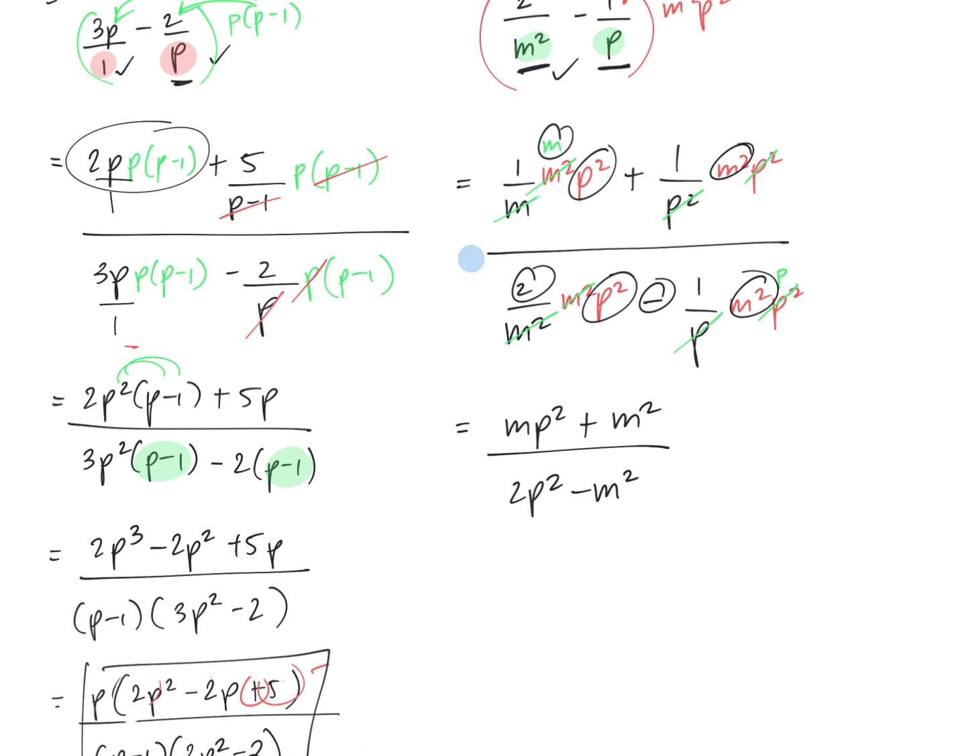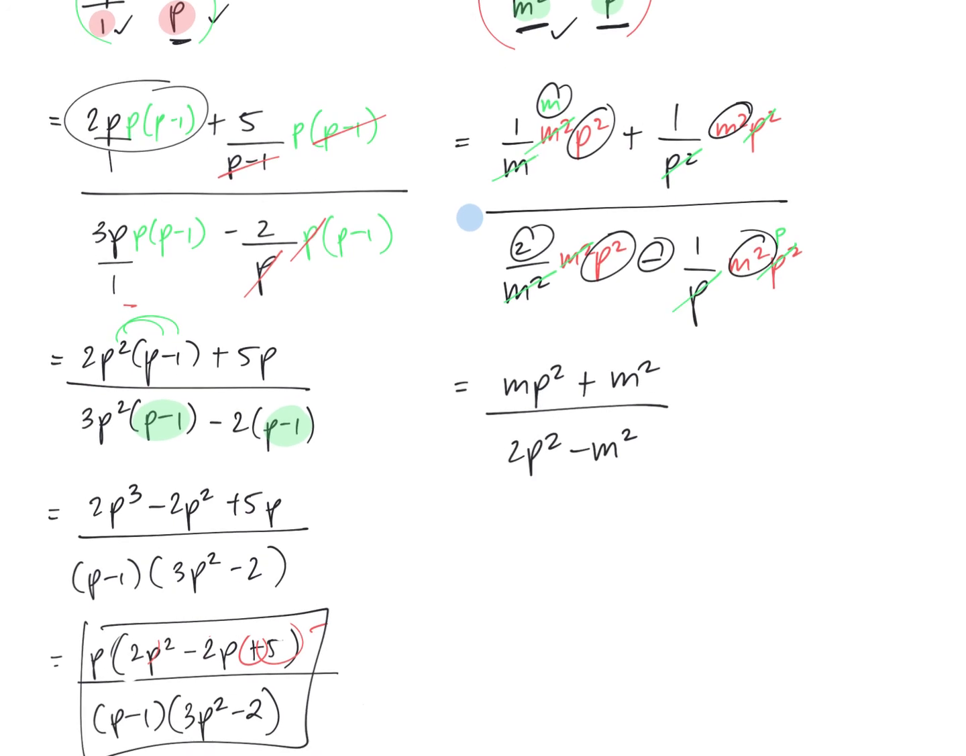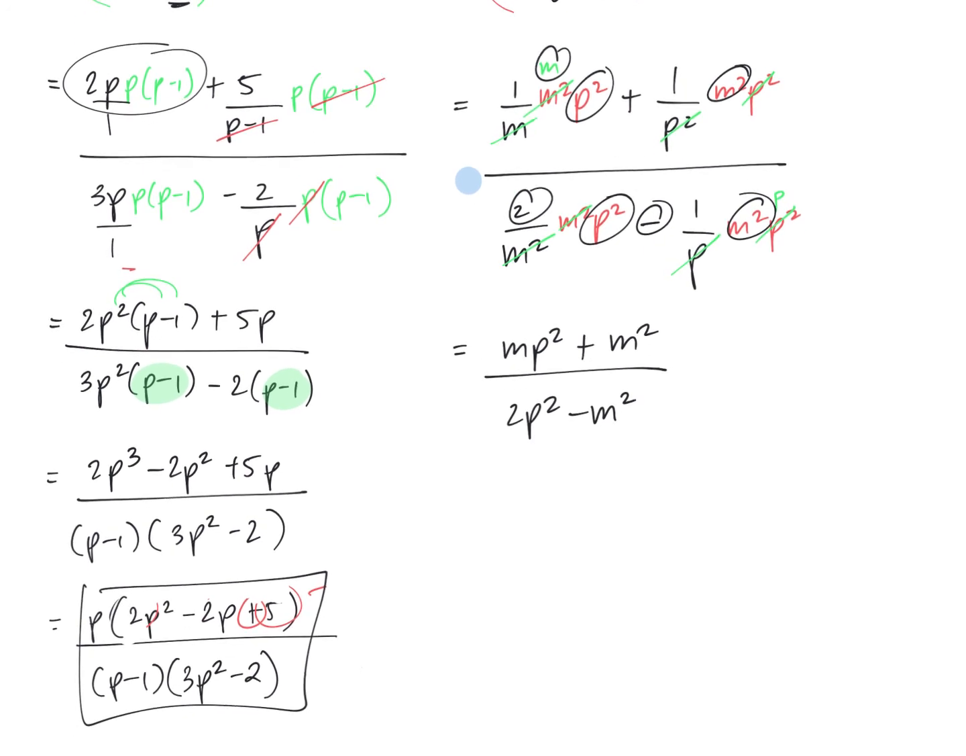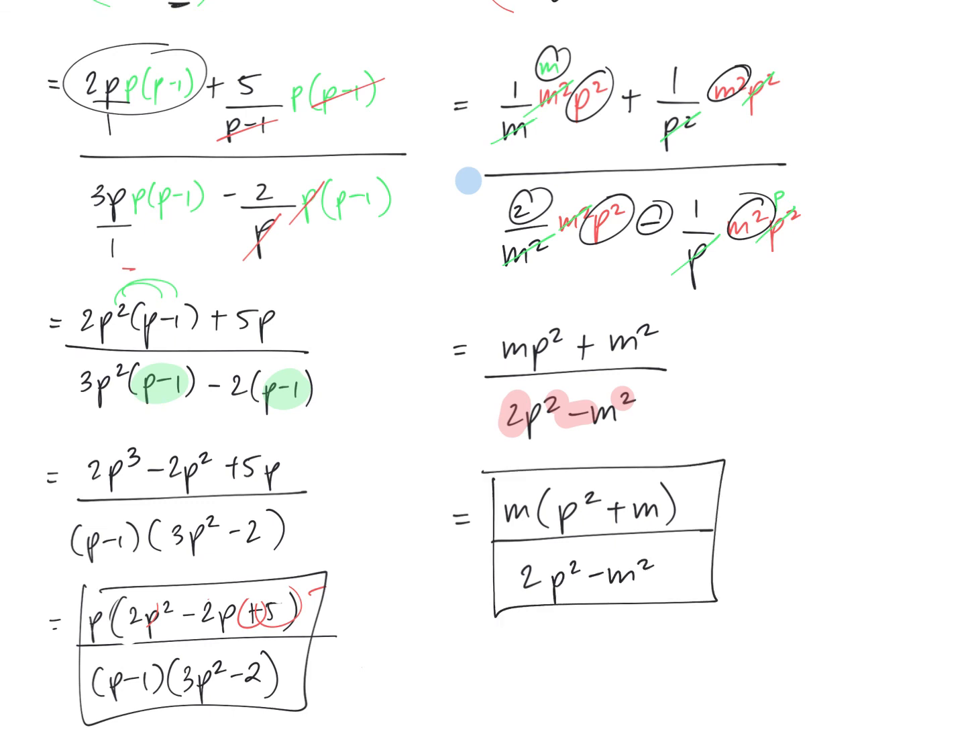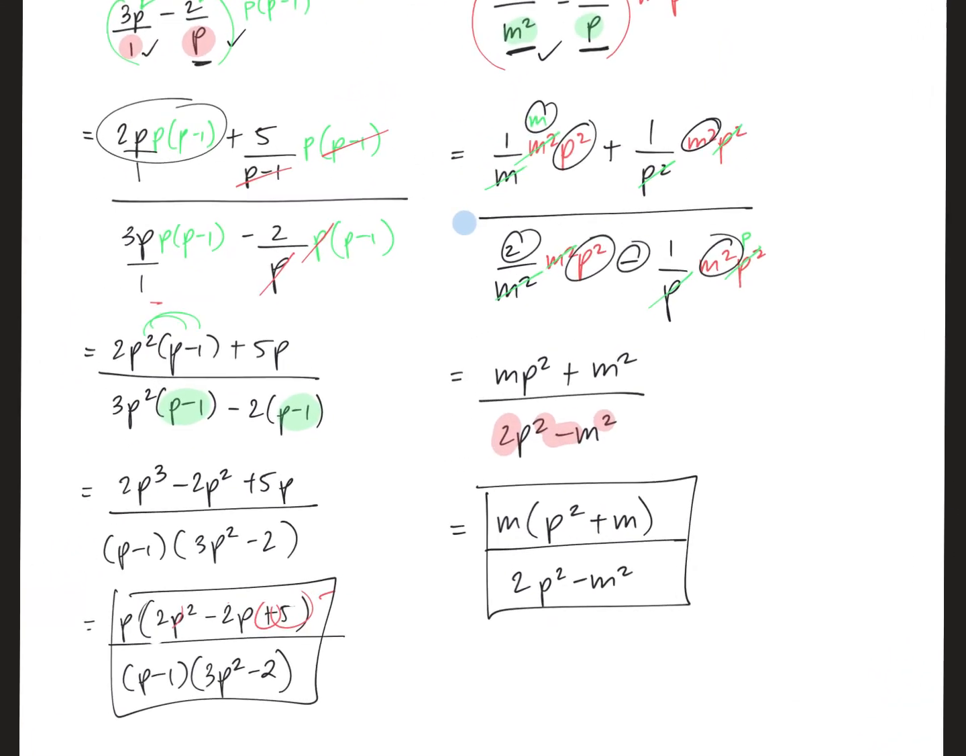Okay, let's see. Can we simplify any of these? Well, in the top, we have an m we can factor out. So you have m and then p squared plus m. And in the bottom, we have 2. Oh, we can't factor anything out. You might be tempted to do the difference of squares. However, we have that 2 by the p squared, which is not a perfect square. So we can't actually factor that. So we're actually done. We can't factor any of these any further. All right, and that is it for this section.